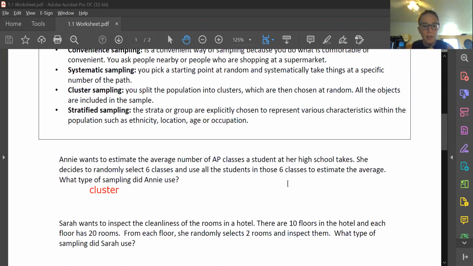Sarah wants to inspect the cleanliness in the rooms in a hotel. There's 10 floors. Each floor has 20 rooms, so those are our groups, the 10 floors. So she just picks 2 rooms off of each floor. So the floors are the groups. She does not choose a whole floor. She just picks a couple here, a couple here, a couple here, a couple here. So this one is stratified.